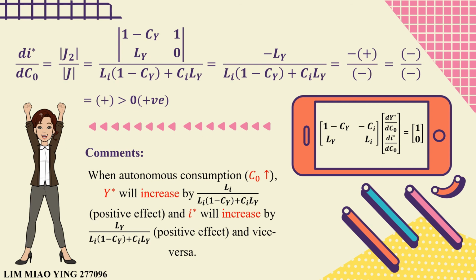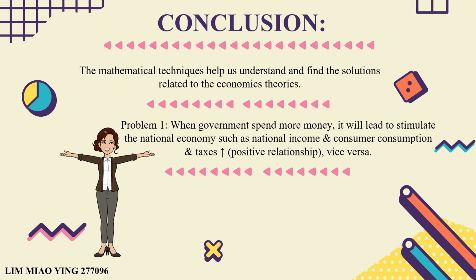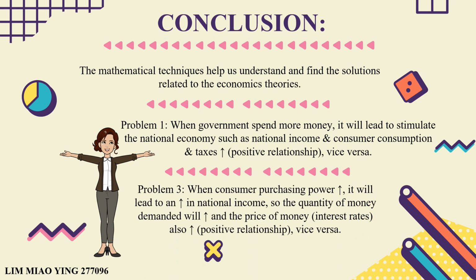Thank you. In conclusion, the mathematical technique helps us understand and find the solution related to economic theory. In problem 1, when the government spends more money, it will stimulate the national economy, such as national income, consumer consumption, and tax will increase as a positive relationship and vice versa. And in problem 3, when consumer purchasing power increases, it will lead to an increase in national income, so the quantity of money demand will increase and the interest rate will also increase as a positive relationship and vice versa.